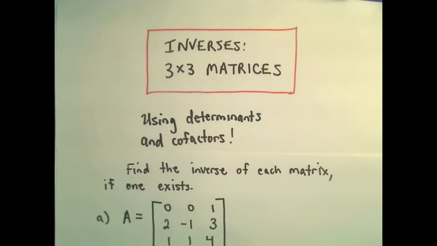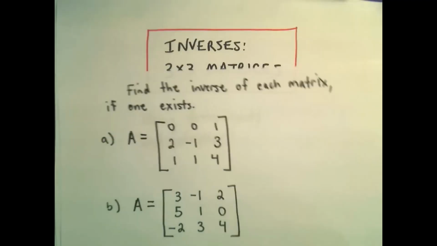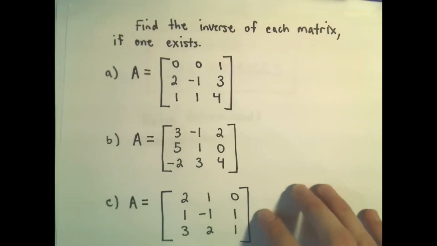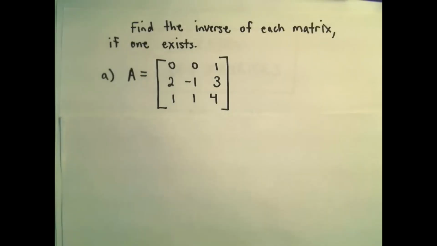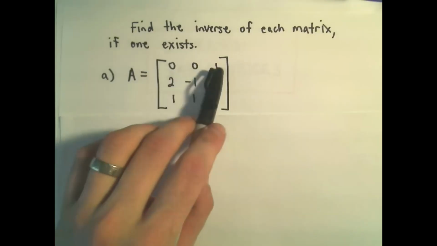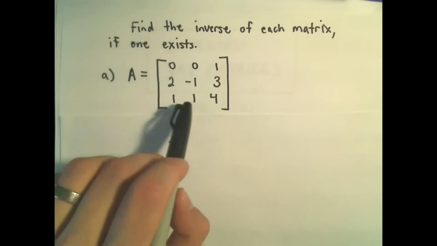Alright, in this video we're going to do an example of finding the inverse of a 3 by 3 matrix if one exists, and we're going to do this by using cofactors and determinants. So the first one we're going to do here, we'll find the inverse of this matrix 0, 0, 1, 2, negative 1, 3, 1, 1, 4.